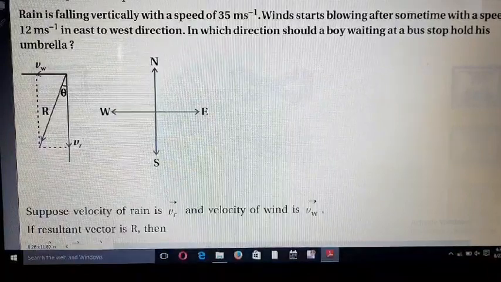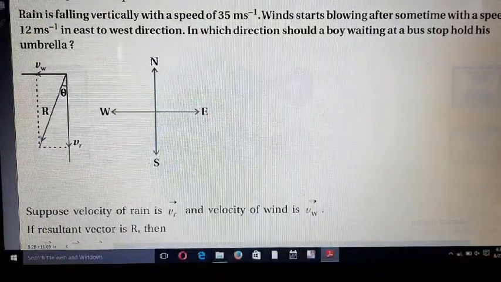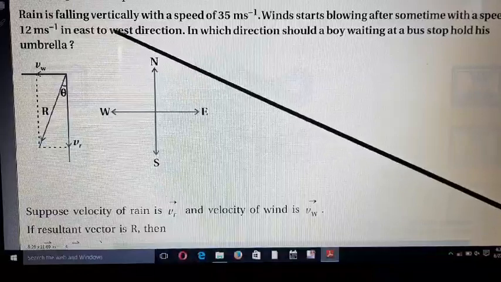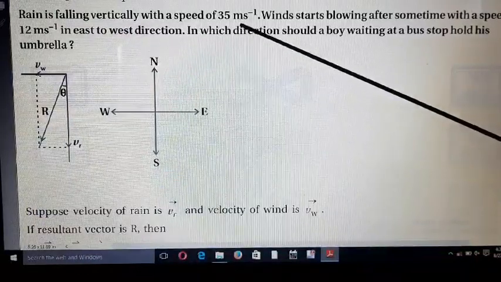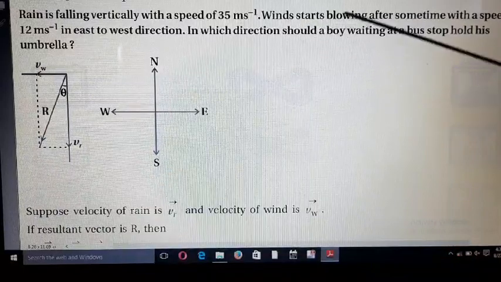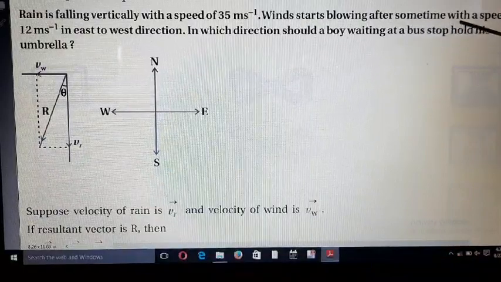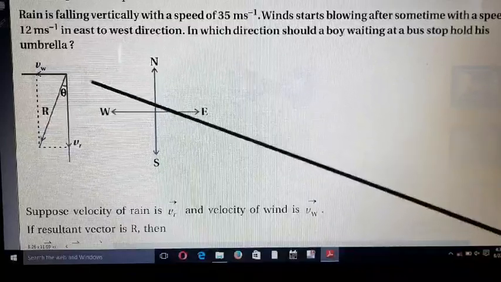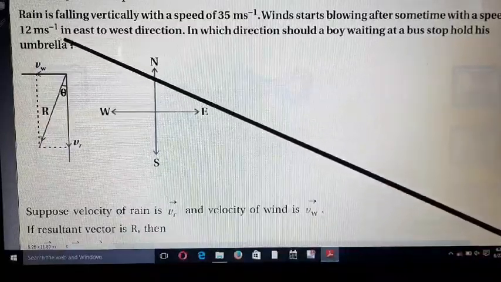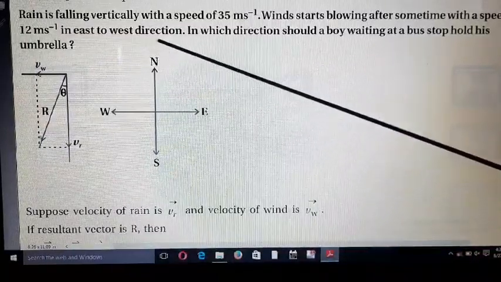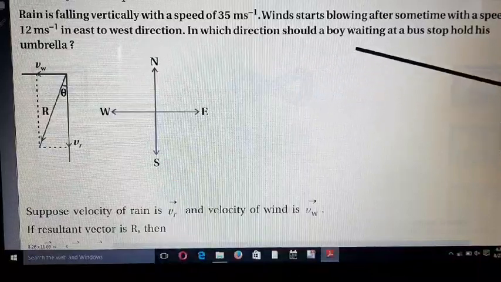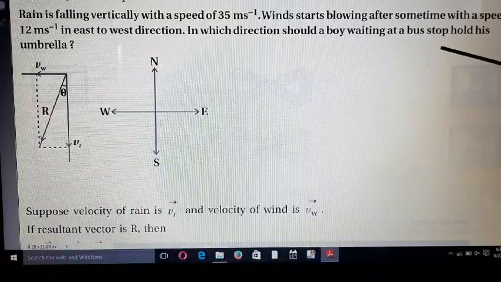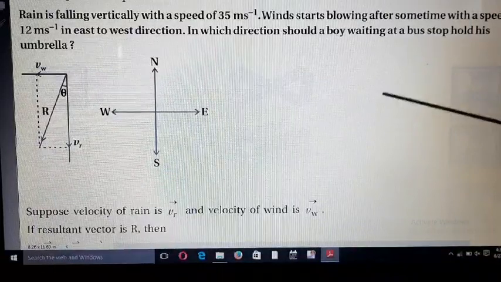Next, illustration first. Rain is falling vertically with a speed of 35 meter per second. Wind starts blowing after some time with a speed of 12 meter per second in east to west direction. In which direction should a boy waiting at a bus stop hold his umbrella?